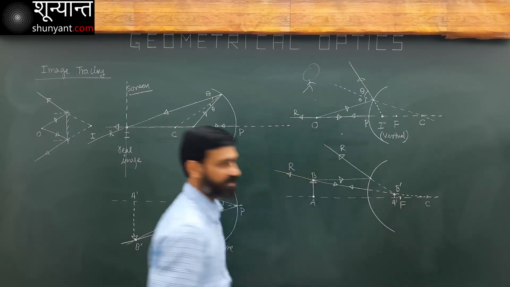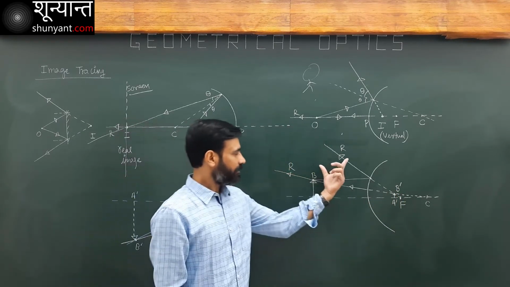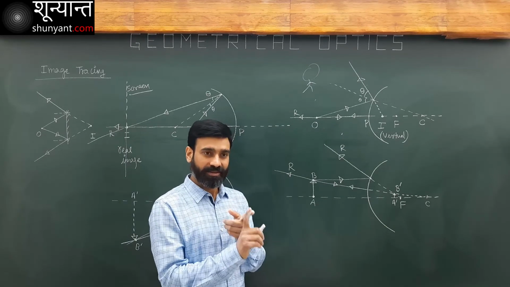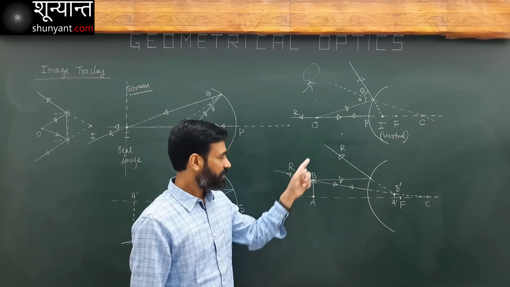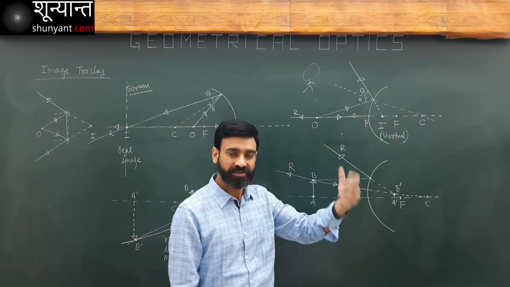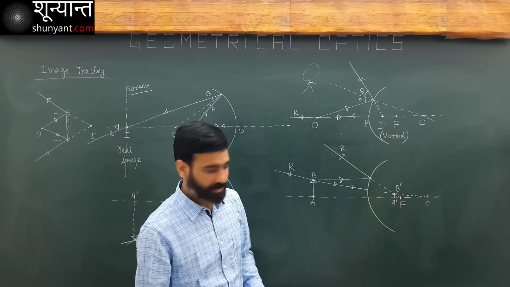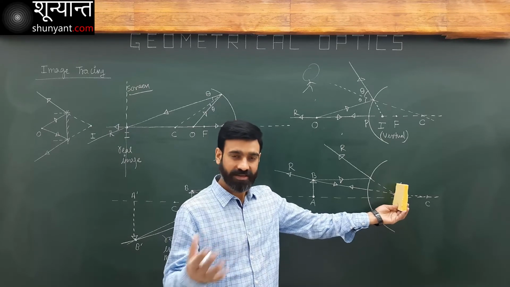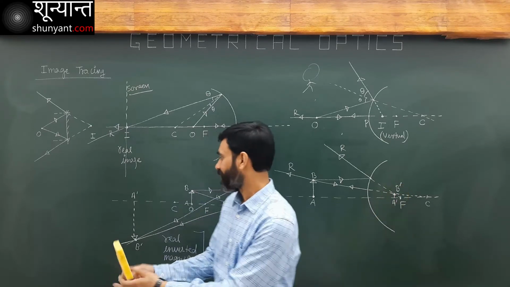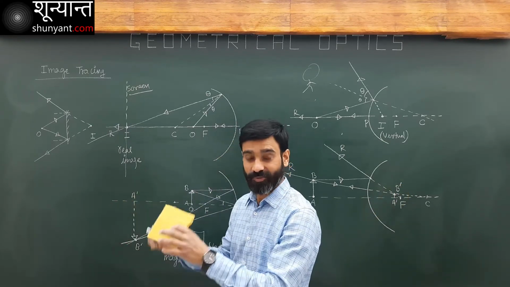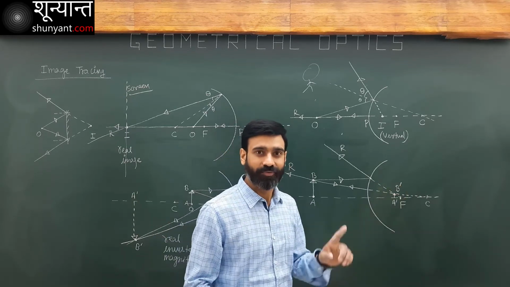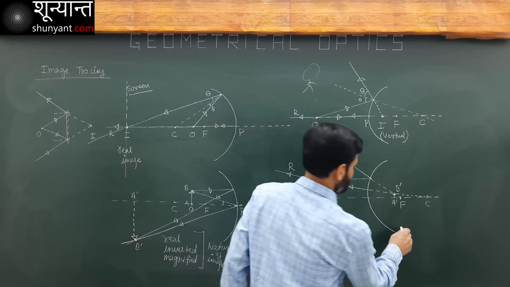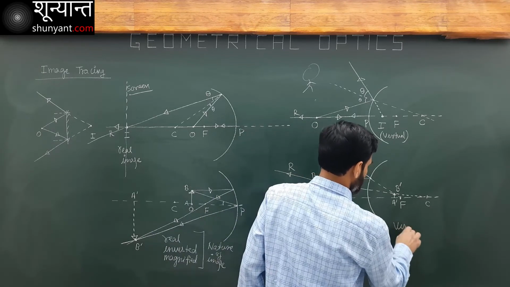Now what is the nature of image? The reflected light rays do not actually meet. They just appear to be meeting here. If I go behind the mirror, I see nothing. If I keep a screen here, I see nothing. Here, if I keep the screen, I will get the image, the actual image. You can see it. Here I will see nothing. This is known as a virtual image.